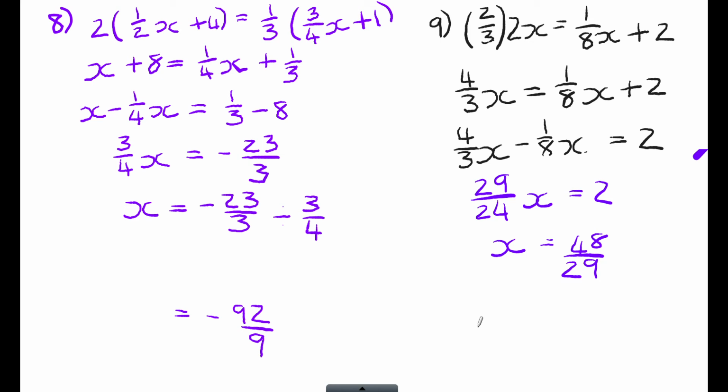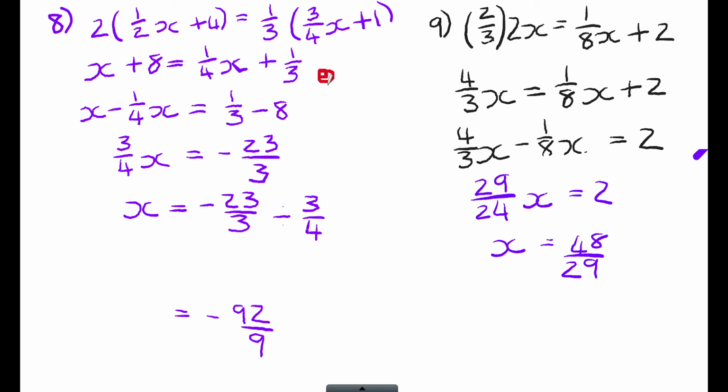Okay, number 8. Again, get rid of the brackets first. So 2 times a half x gave me x. 2 times 4 gave me 8. Now on the right-hand side, same story. A third times 3/4 x will give me a quarter x. And a third times 1 is going to give me a third. Okay?